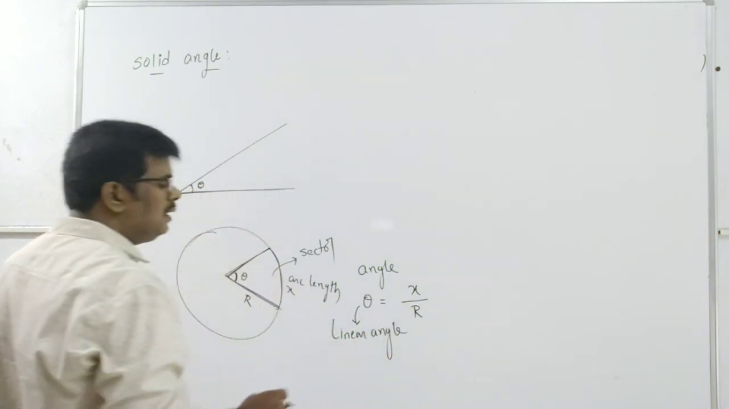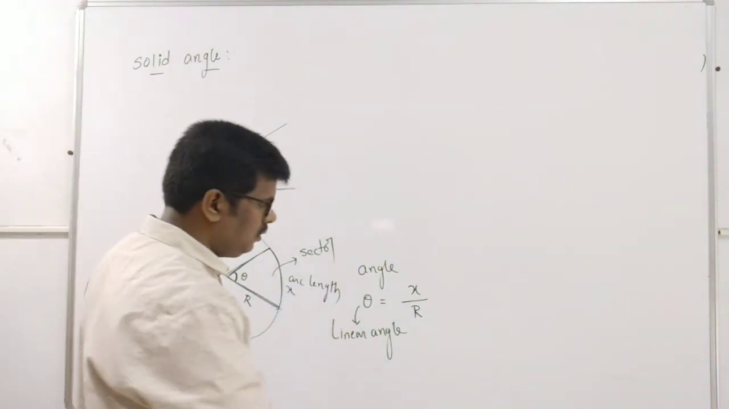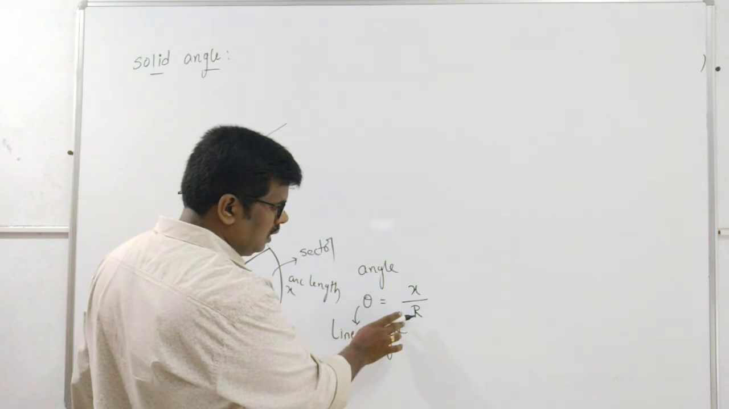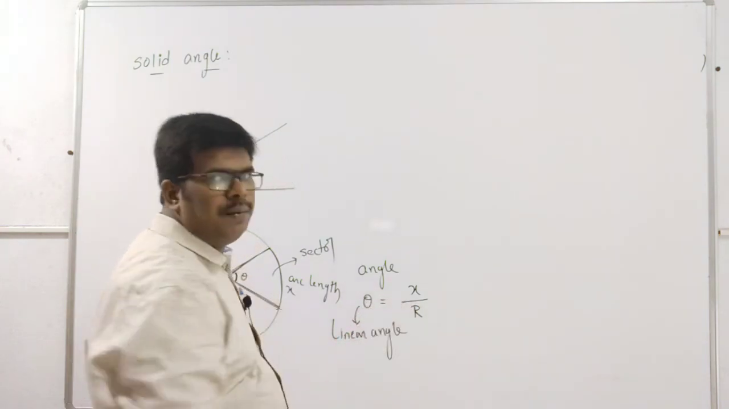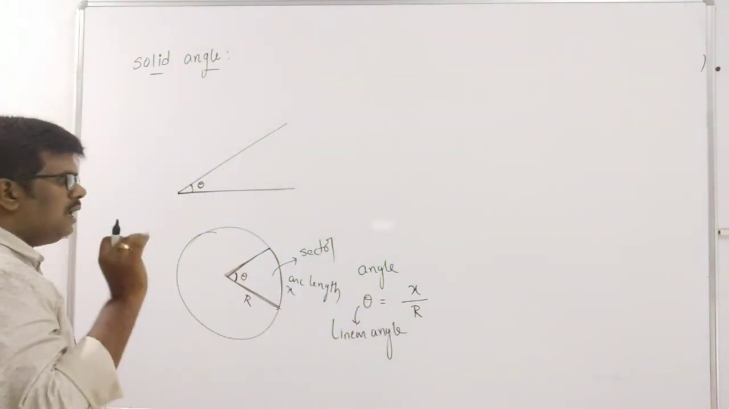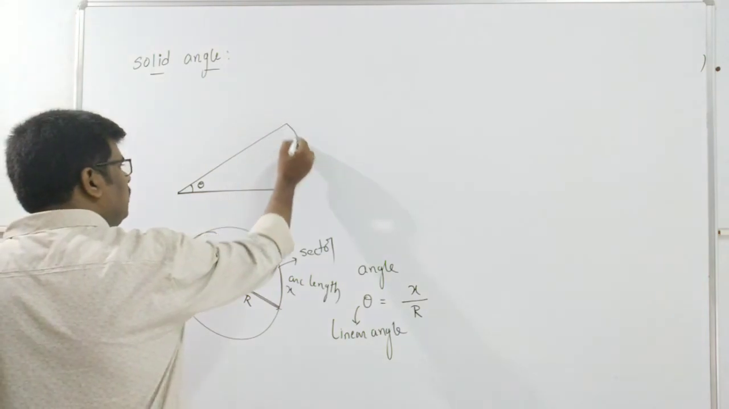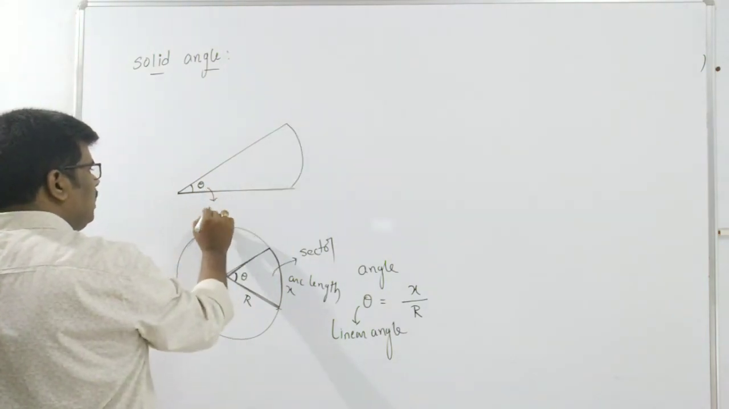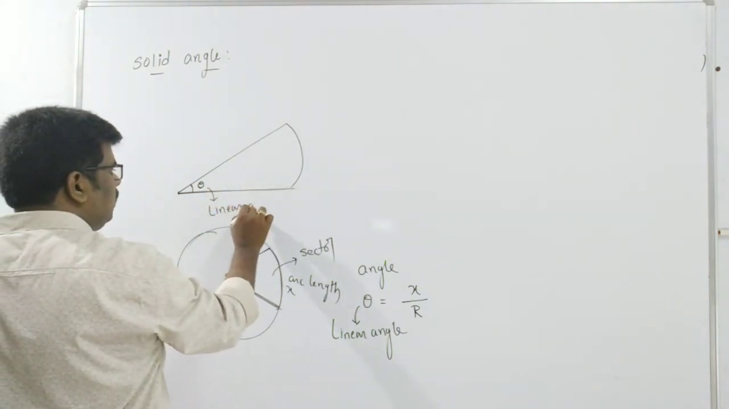Linear angle is also dimensionless, because it is the ratio of length by length, the ratio of similar quantities is dimensionless. In the same way, here if it is n, this is what we can call a linear angle.